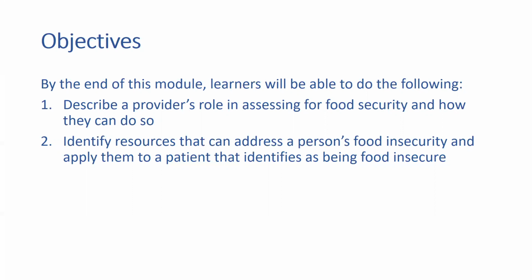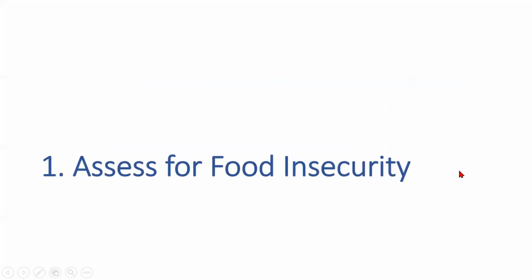So the objectives of this module are to describe a provider's role in assessing for food security and how they can do so, and identify resources that can address a person's food insecurity and apply them to a patient that identifies as being food insecure. That application part is included in your application exercises described on your syllabus. But to begin with, part 1 is assessing for food insecurity. In order to be able to address food insecurity, you have to see if it's there in the patient.